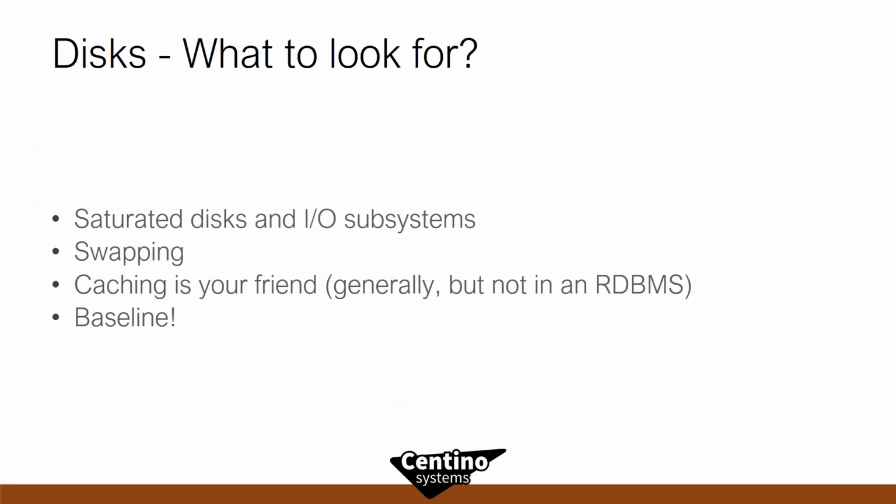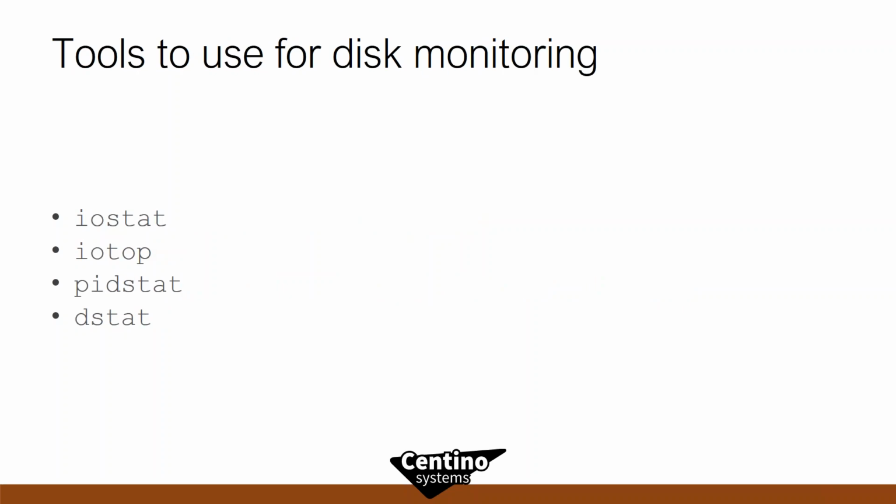So from a disk standpoint, what do we want to look for? We want to look for saturated disks and I/O subsystems. Really no different than what you're looking at in the Windows world. We really care a lot about swapping because that's going to put a lot of pressure on our disks. If we're out of memory, those things are all going to be pushed out to disk, putting a lot of pressure there. Caching is your friend, generally speaking. We talked about the file system cache, but not in a relational database engine, right? We want to adjust our swappiness. And also we know that O_DIRECT essentially disables the page cache for files when they're open with that option. But most importantly, we want a baseline. So from a demo standpoint or tooling standpoint, these are the big bucket tools that we want to use for monitoring.